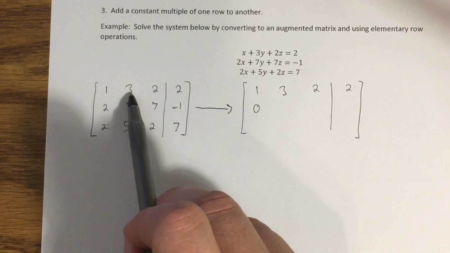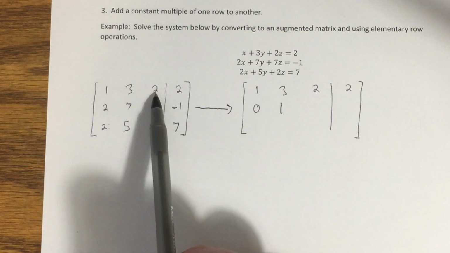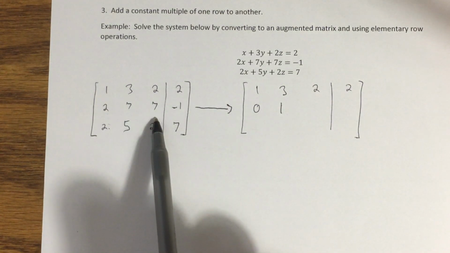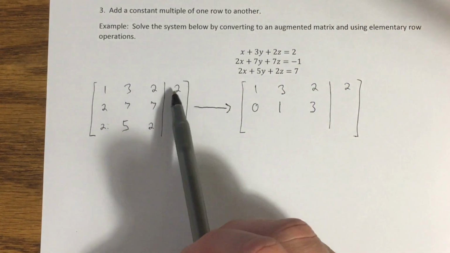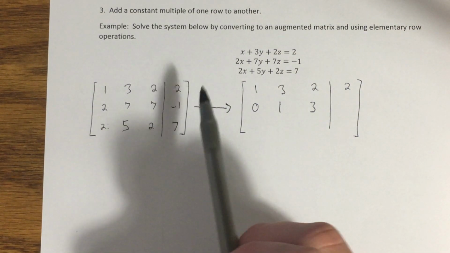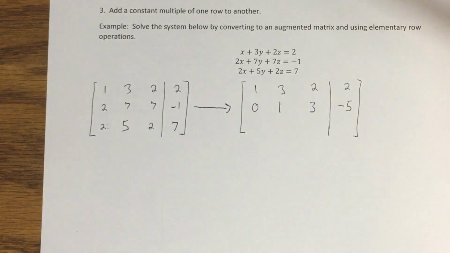But if I imagine multiplying this by -2 and then adding, I'll get a 0 here. -2 times 3 is -6. Add that to 7, and I get 1. -2 times 2 is -4. Add that to 7, and I should get 3. -2 times 2 is -4. Add that to -1, and I should get -5.